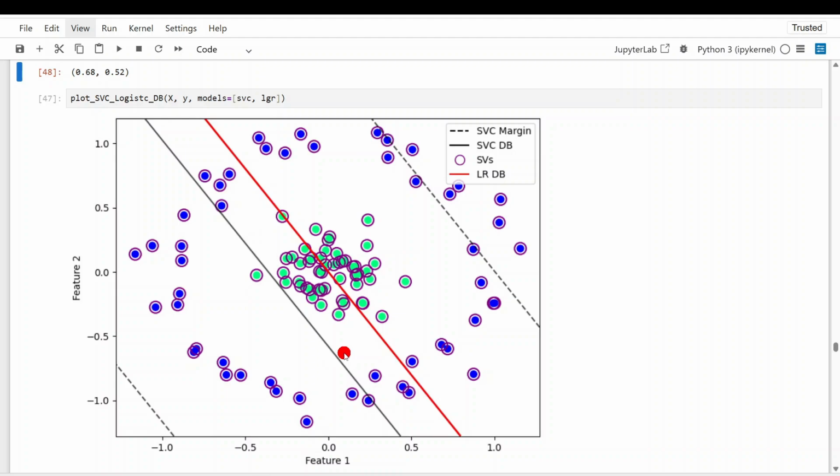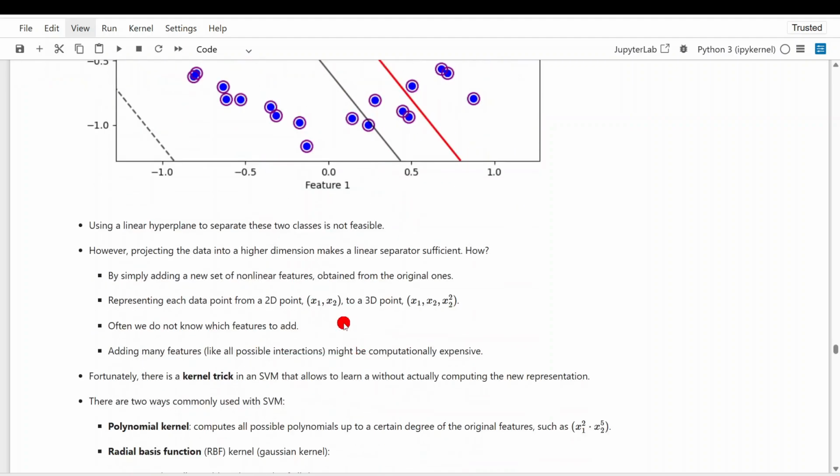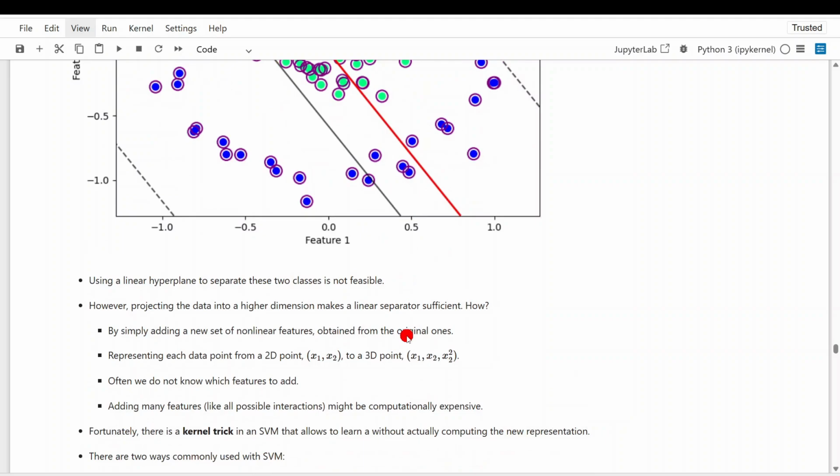Therefore, those linear models in general are applicable for linearly separable data. Otherwise, if the data is not linearly separable, linear supervised learning algorithms like logistic regression or linear support vector classifier would not be that appropriate. So using a linear hyperplane for this data is not feasible to separate the two classes.